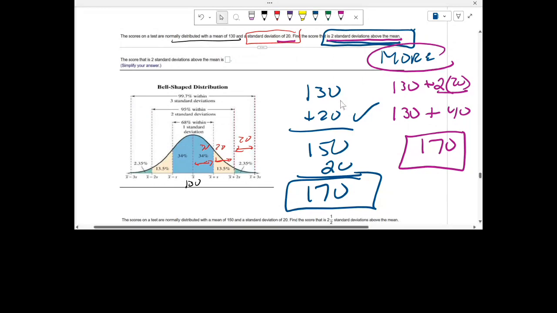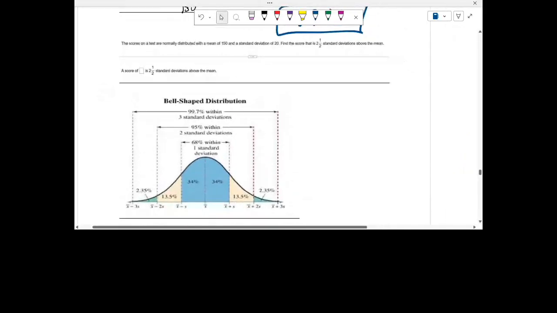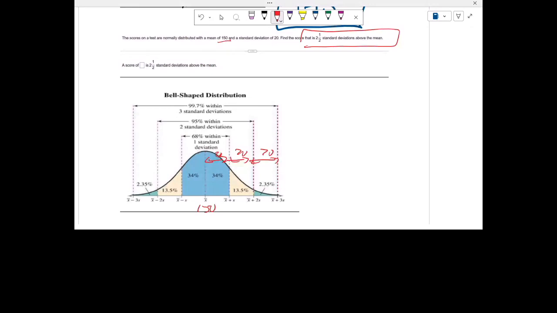So y'all, look, I'm going to try this again with another problem. Here we go. And it says the scores on a test are normally distributed with an average, or a mean, of 150. So again, right here in the middle, y'all, 150. The standard deviation is 20. That means it's 20 points this way, 20 points this way, 20 points that way, right? We want to find a score that is 2.5 standard deviations above the mean. Y'all, again, remember, above just means more.